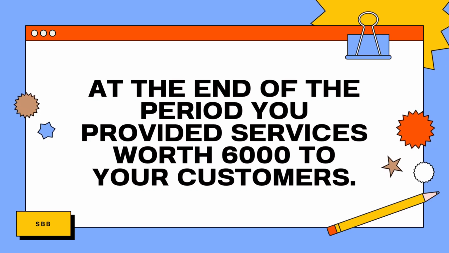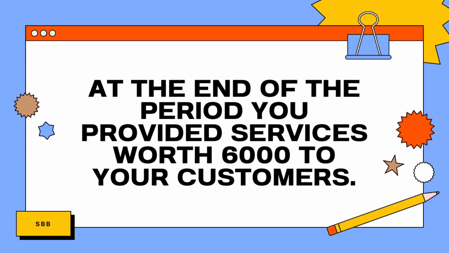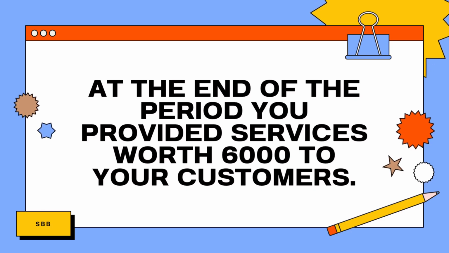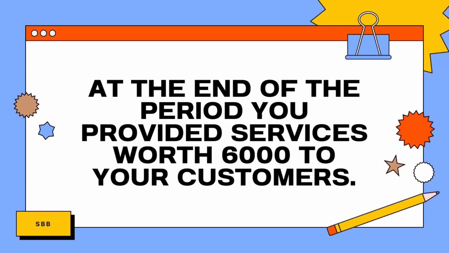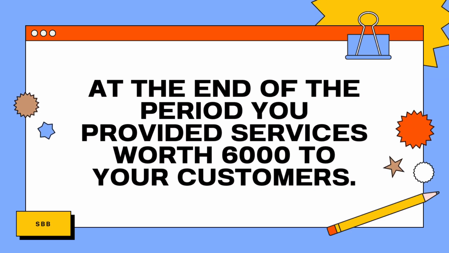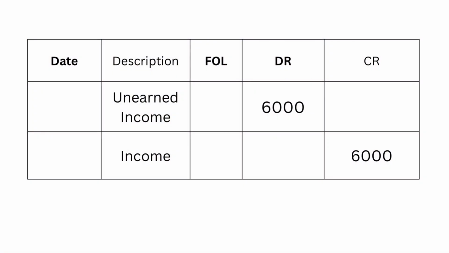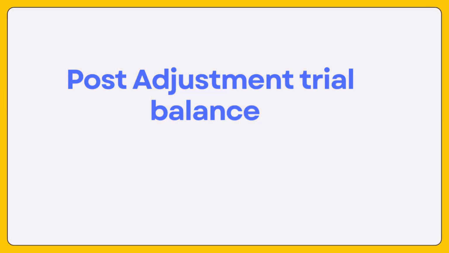So since we've provided services worth 6,000 to our customers, we've earned 6,000. So we're going to credit income by 6,000 and decrease our liability, which is unearned income, on the debit side by 6,000. The next step is to prepare the post-adjustment trial balance.